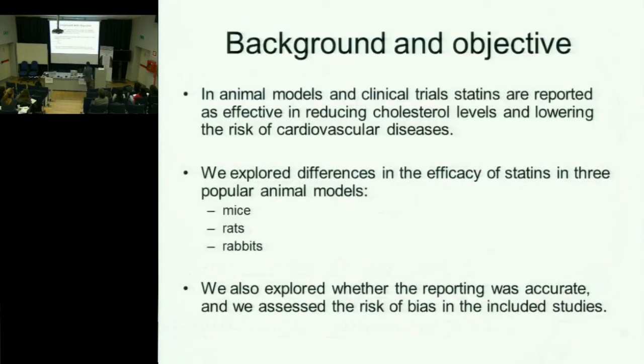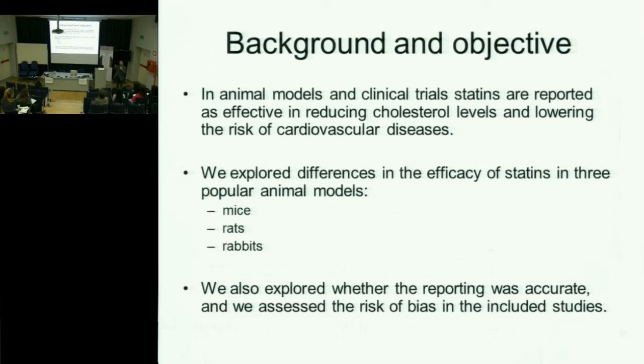So the objective and the background: animal models and clinical trial studies are reported as effective in reducing cholesterol. There are no doubts about this. So we took positive examples, lowering the risk of cardiovascular disease. We also know that statins are useful in lowering cardiovascular disease in humans. We explored the differences in the efficacy of studies in 3 popular animal models. What does popular mean? These are the 3 animal models that are mostly used to study statins: mice, rats, rabbits. We also explored whether the reporting of these studies was accurate, and we assessed the risk of bias on the included studies.